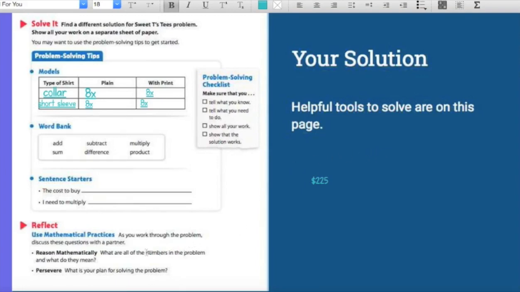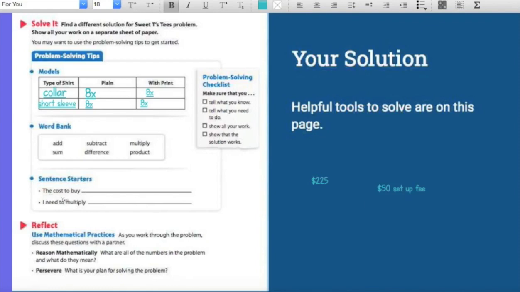As you work through the problem, make sure you discuss these questions with a partner, whether it's mom, dad, anybody that's around, or just if you're working on it alone. I just want you to be thinking about what are the numbers in the problems and what do they mean, and what is your plan to solve this problem. Look back at Sweet Tea's if you're confused at this point, because you're making sure that you do not have more than $225. And don't forget your $50 setup fee.